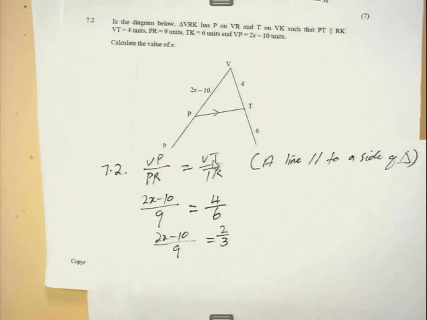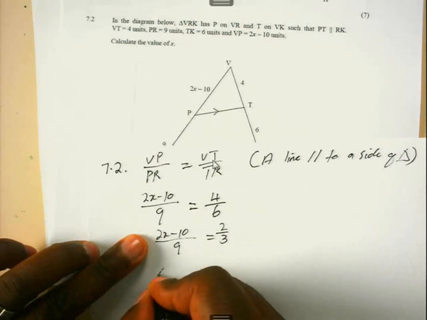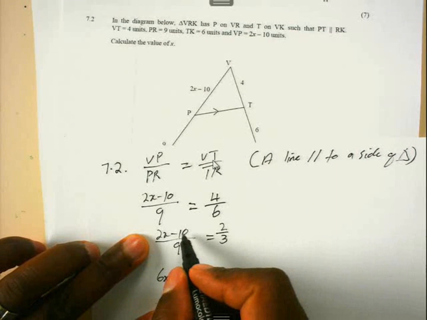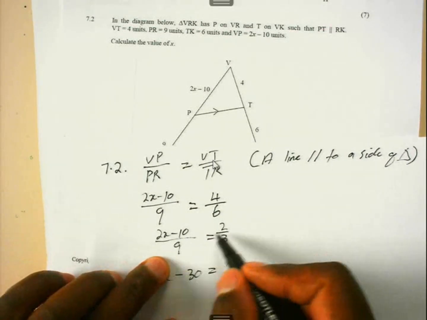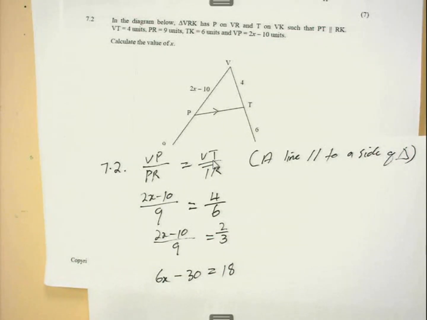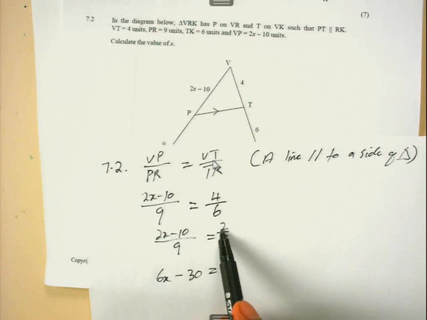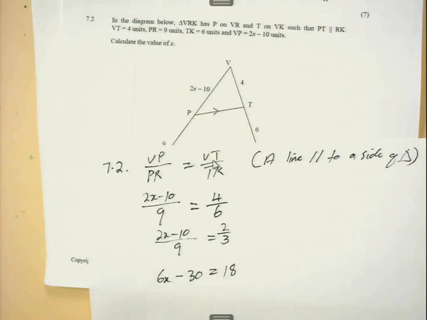We can cross multiply. If we cross multiply, 3 multiplied by 2x gives you 6x. 3 multiplied by 10 gives you minus 30. Then 9 multiplied by 2 gives you positive 18.